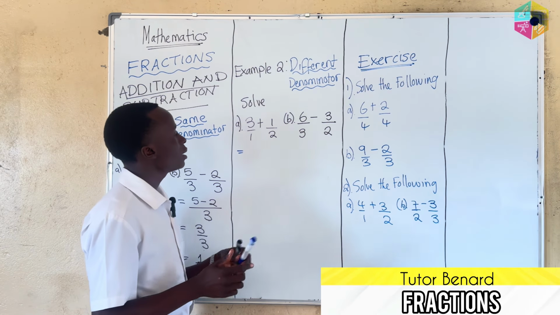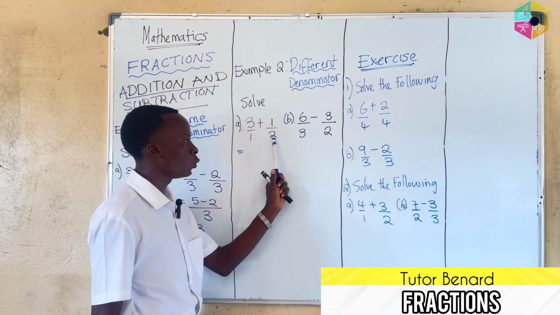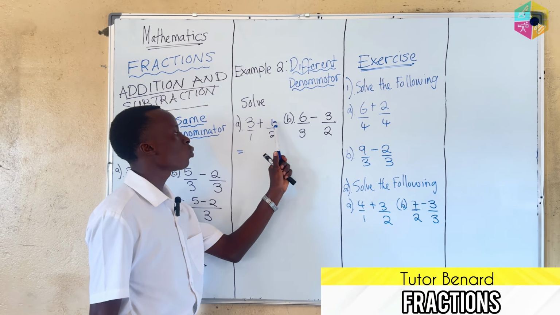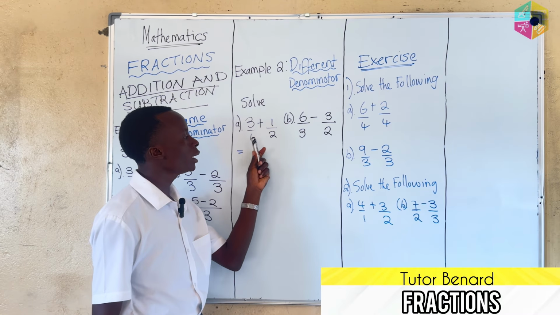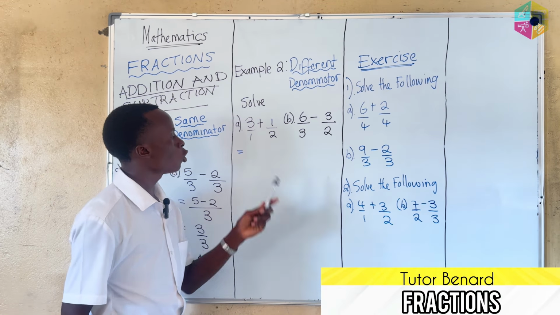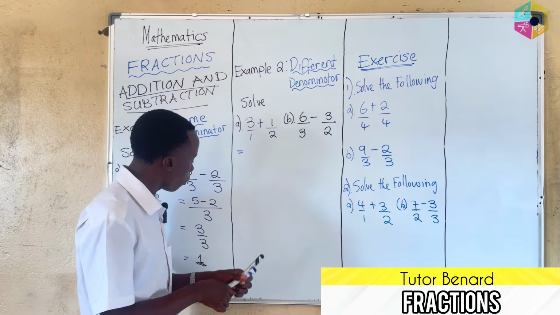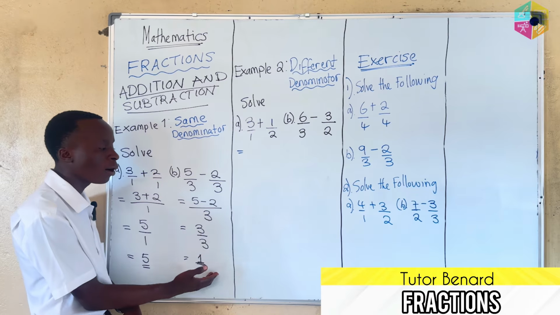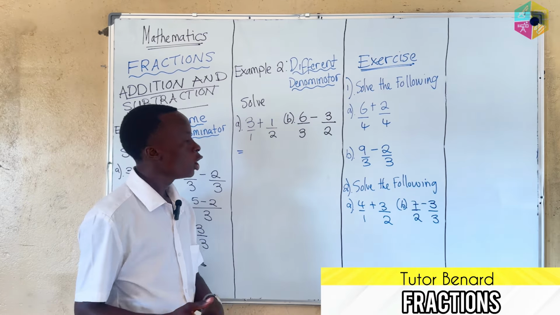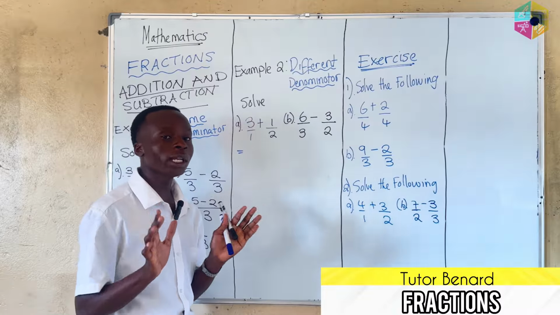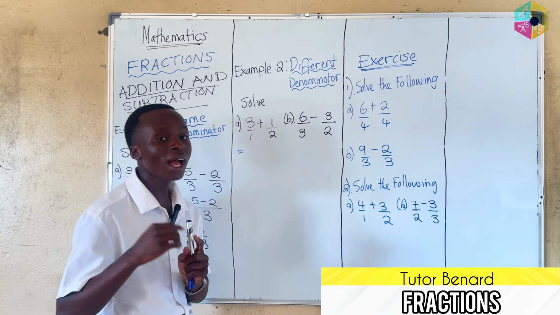Our first question says solve 3 over 1 plus 1 over 2. The first thing you need to identify: are your two denominators the same or different? When you look at our denominators, they are different. Meaning you are not supposed to use the method we used before, but another method. There are many ways of calculating a question in mathematics, but all that matters is that we get to the final answer.